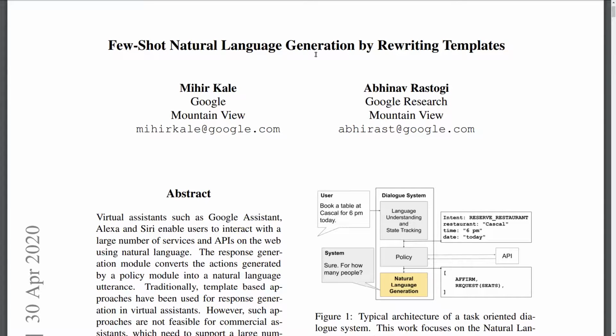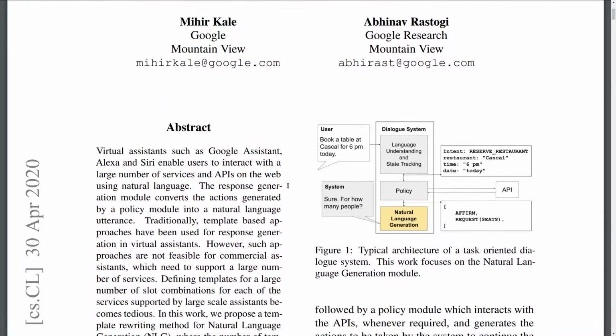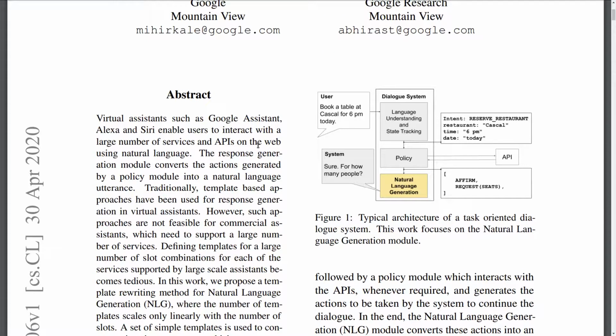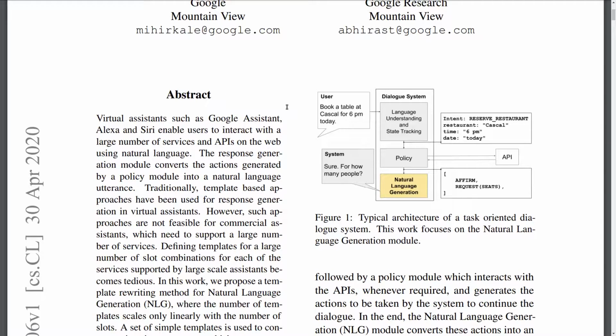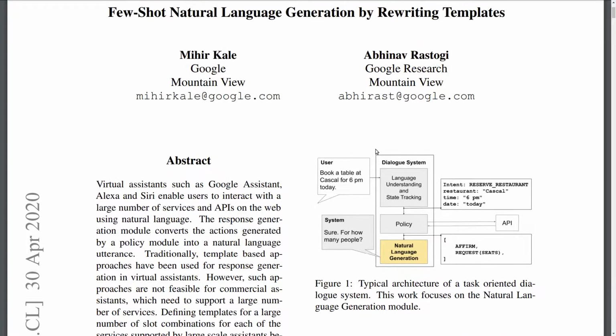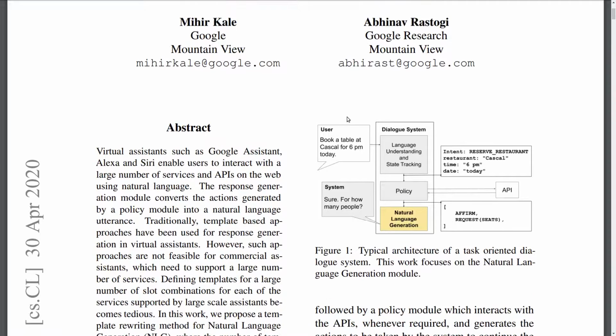Today we're looking at the paper Few Shot Natural Language Generation by Rewriting Templates, by some authors from Google Research. The paper is about task-oriented dialogue, a task that is very relevant for virtual assistants like the Google Assistant, Alexa, and Siri, which enable interactions with users, and you can do stuff like potentially request booking a table at a restaurant for 6 p.m. today, for example.